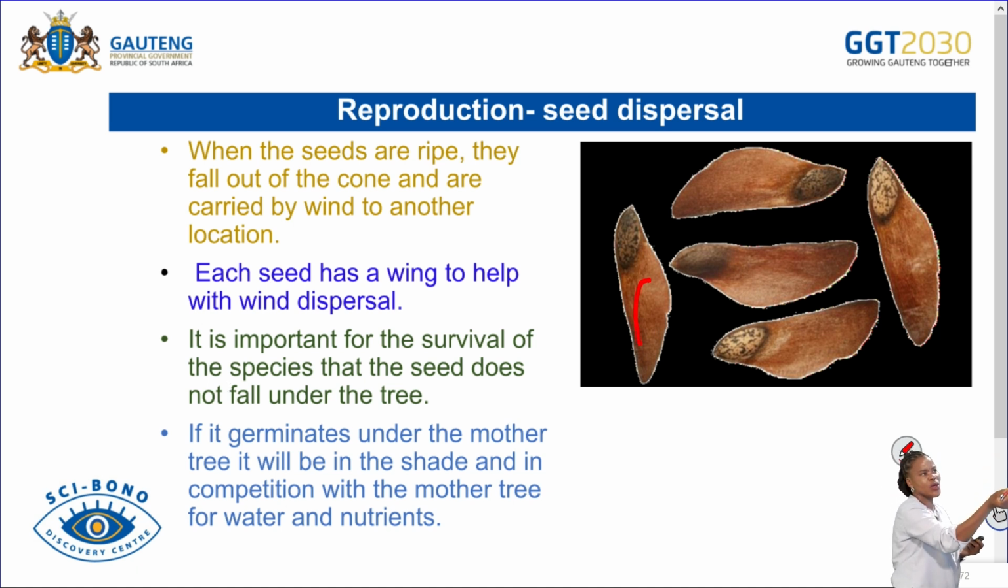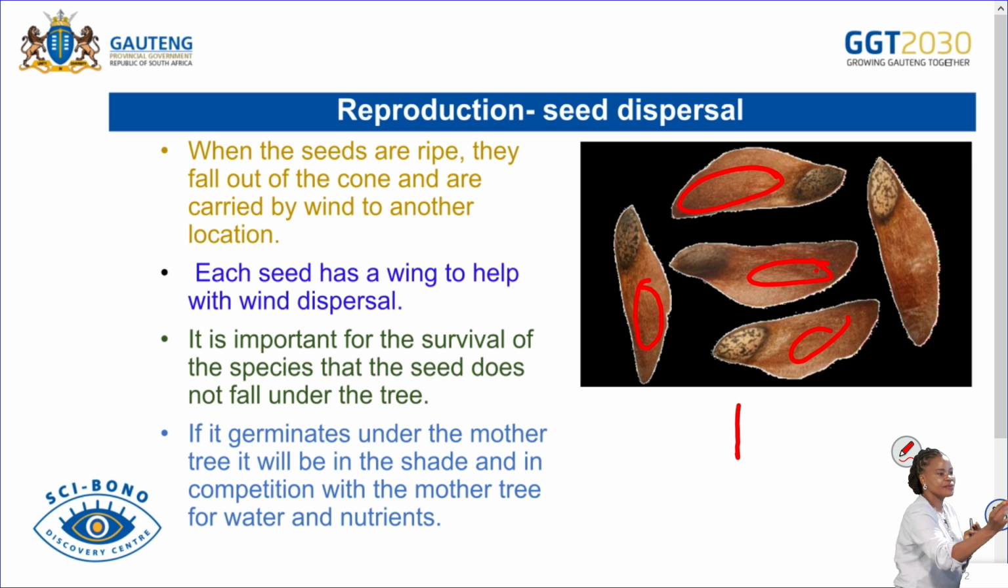So they've got wing-like structures, and these wing-like structures enable them to do what, to be able to fly when they are dispersed by what, by wind. So what is happening when the seeds are ripe, when they are ready now, they will fall down out of the cone, and they will be carried by the wind to another location.